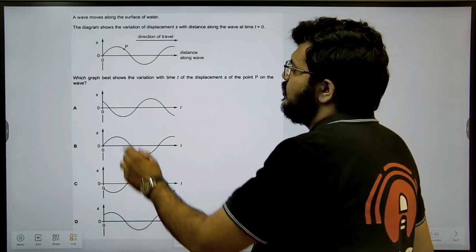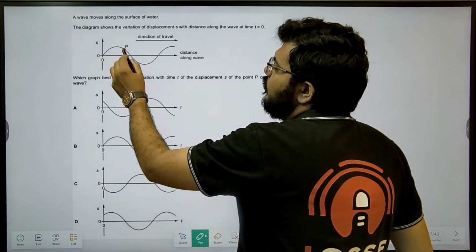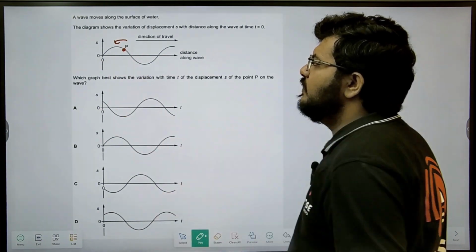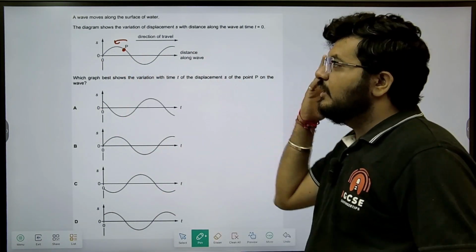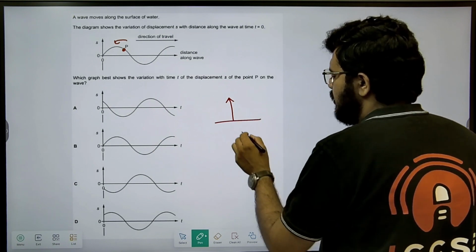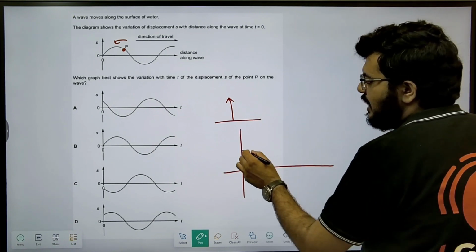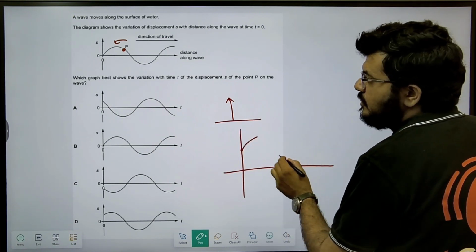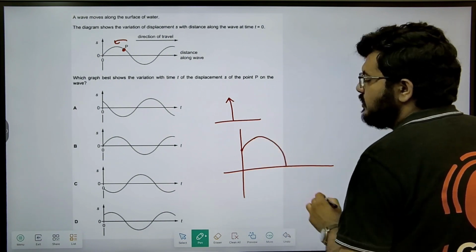Okay. So point P starts somewhere. What is exactly to the left of the wave? If the wave is moving towards the right, then point P is going to rise. So it starts at some point. What should it look like? It starts at some point, then rises for some time, and then falls, right?